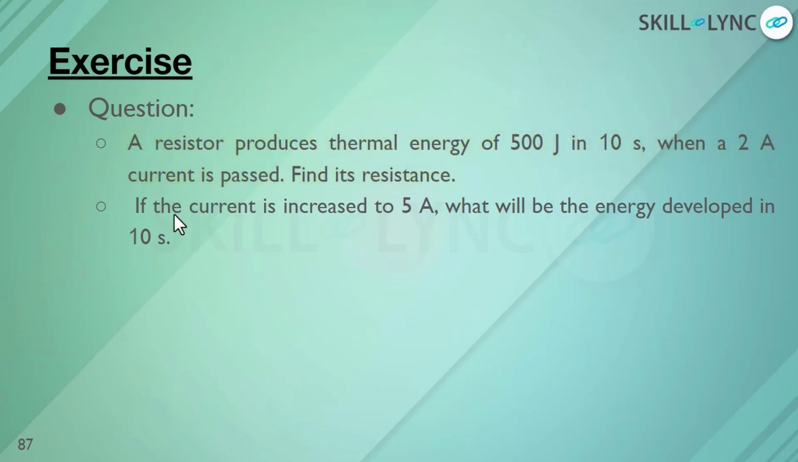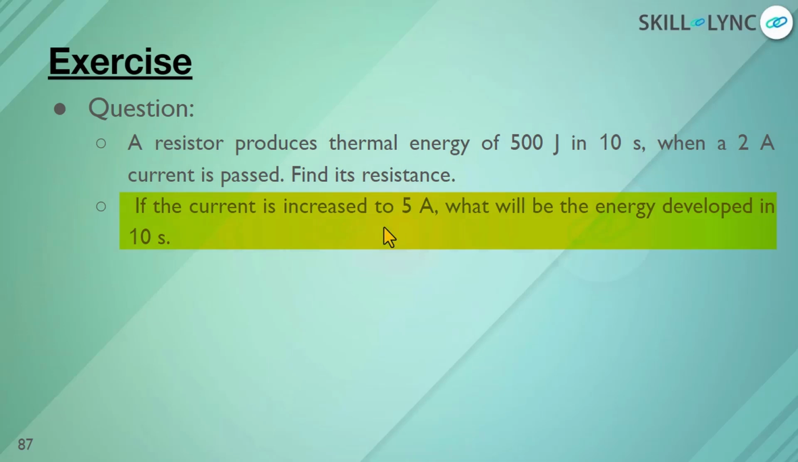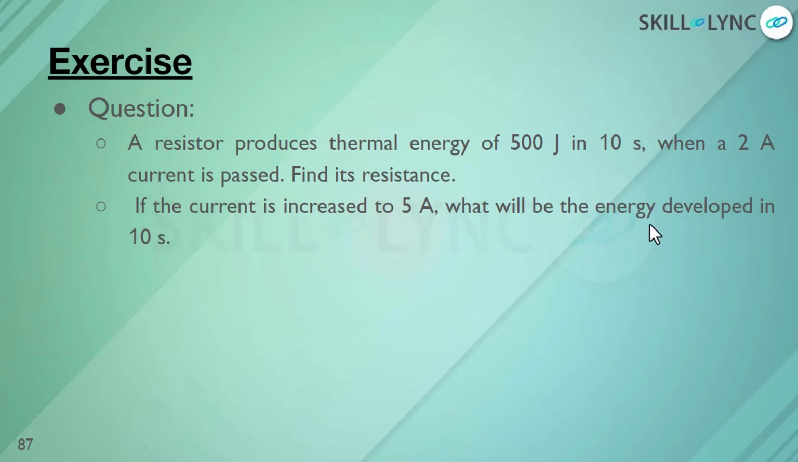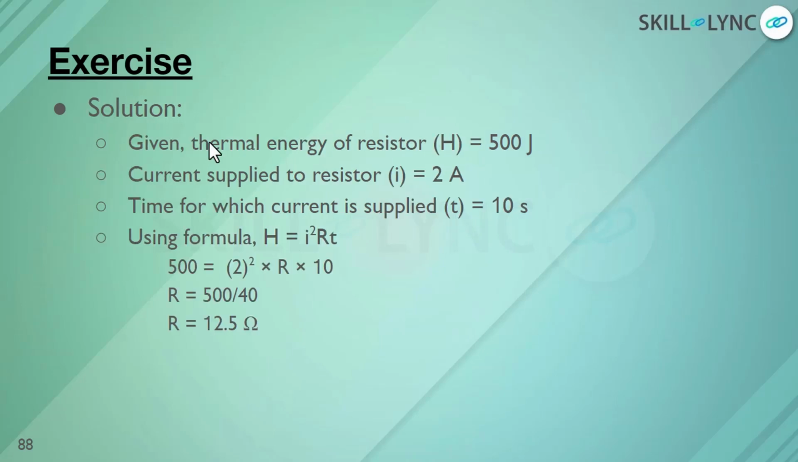The next part of the question asks us: if the current is increased to 5 ampere, previously it was 2 ampere, what will be the energy developed in 10 seconds? So the time is the same, 10 seconds, in both the conditions, but now the current has been increased from 2 ampere to 5 ampere. Let's get into the solution and write the given situations first.